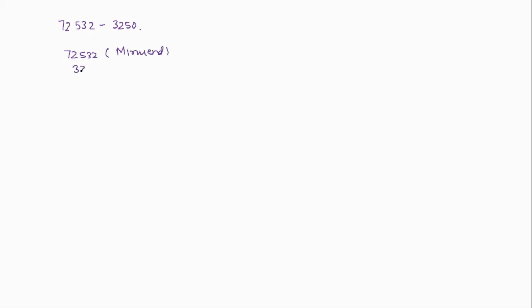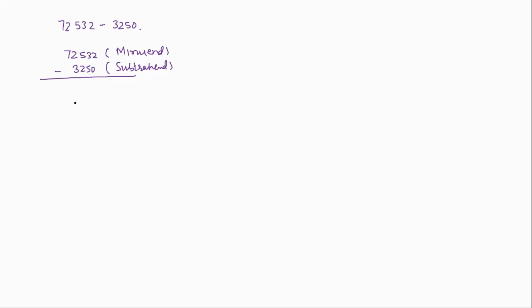and 3250 is your subtrahend, and you are doing the subtraction. So in the normal way, you can easily do that because your minuend is greater than subtrahend. But computer doesn't do this. Computer uses a particular format that is being followed for all.